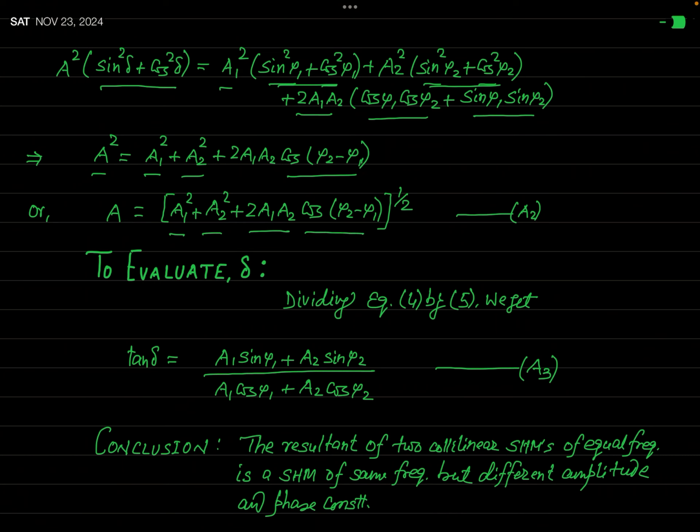So now you can see from this equation that we can find the amplitude of the resulting SHM if you know the amplitudes of the individual SHMs and also the phase constants of the individual SHMs. So using this formula you can easily find the value of A.